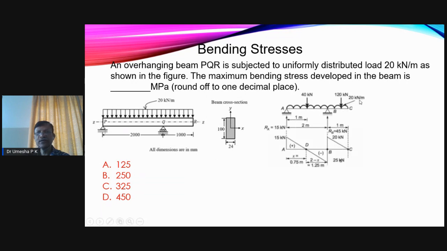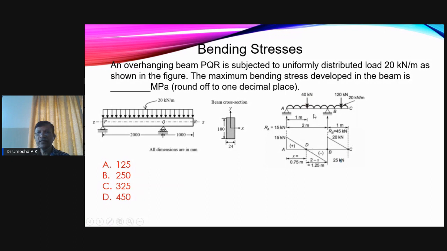So this is the UDL. The UDL can be converted. This will be half of this 2 meter. So 20 kilonewton per meter into 2 meter will be 40 kilonewton acting at the center. And here, the overhanging part, 20 into 1, 20 kilonewton will be acting at this point.